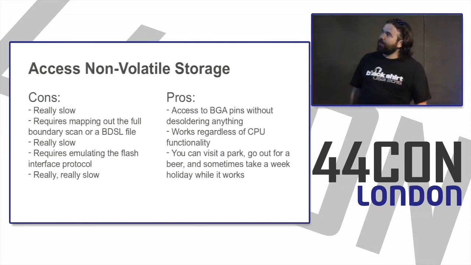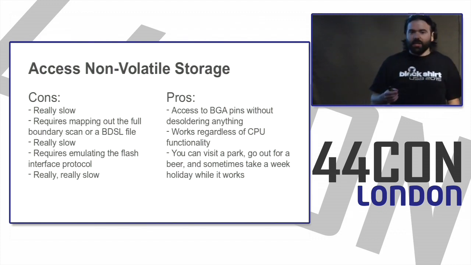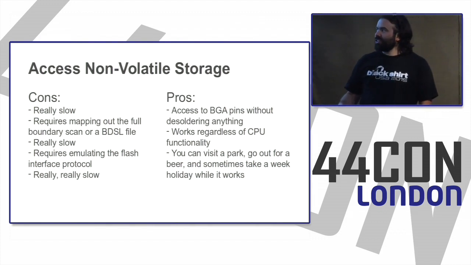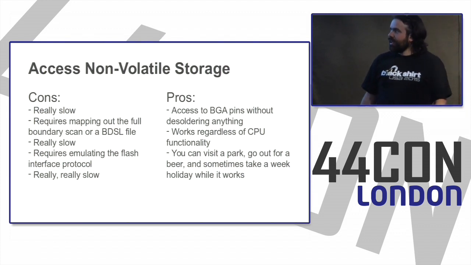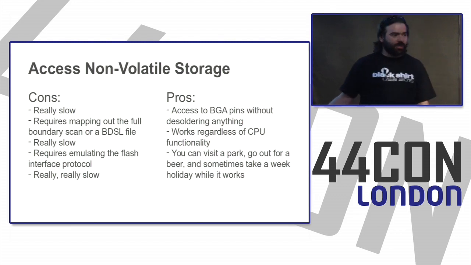So onward. What's the point? What are the cons? It's really slow. You have to have the boundary scan or the BSDL file. It's really, really slow. Did I mention that? You have to emulate the whole flash interface protocol, which means you have to know some things about your flash. And once you're able to do that, it's still really slow.